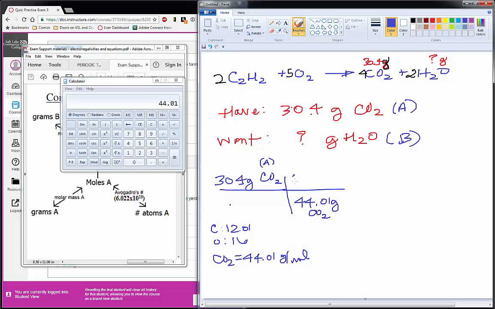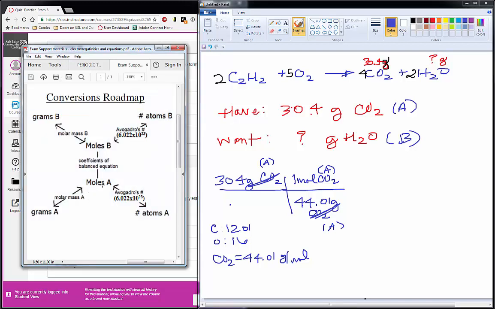The roadmap doesn't have to tell me that because I can see that grams need to cancel. Right, so grams of A cancels, and now I'm at moles of A. Carbon dioxide was A. Hey, that's exactly where the roadmap told me I would get if I used the molar mass of A, starting from grams of A. So now I am at moles of A.